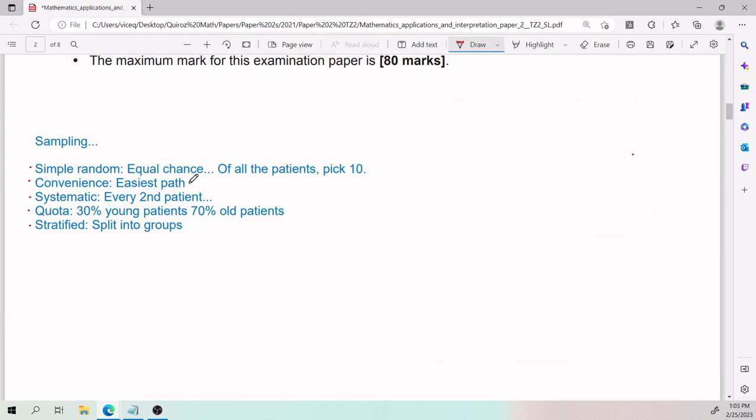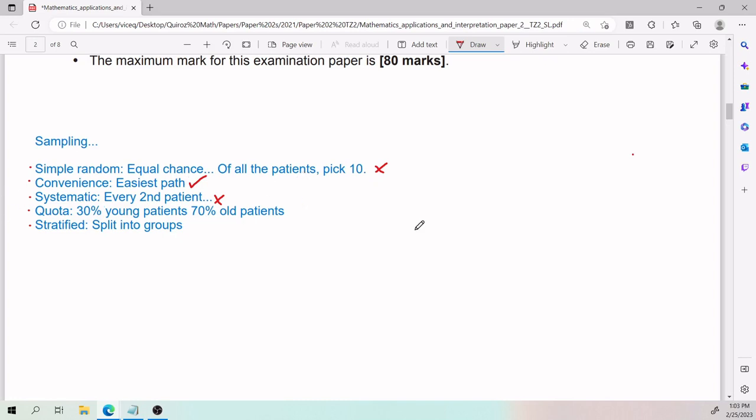Convenience in this case is correct. It's the easiest path, but you conclude that it's convenience mainly because it's not the other ones. And so I'll come back to that. But for now, trust me. So it's not simple random because it's testing every single patient. It's not systematic because systematic would be something like, every 2 patients we test them, or every 3, or every 4, right? But not every single one of them.